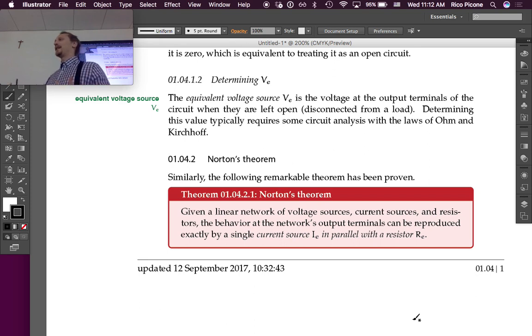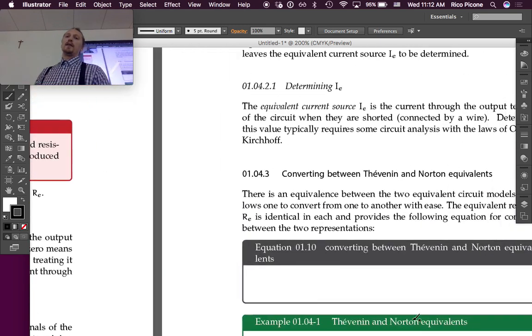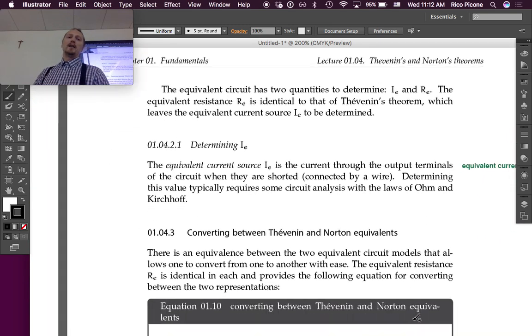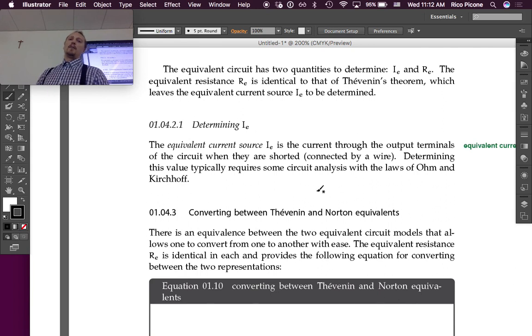So if you want to find this RE, same thing, zero out all of the sources, find the equivalent resistance between the two terminals. IE is different. You have to find it by connecting a wire, or shorting out the output terminals, and finding out what current would flow through that short. Okay? That's how you find the equivalent current source.